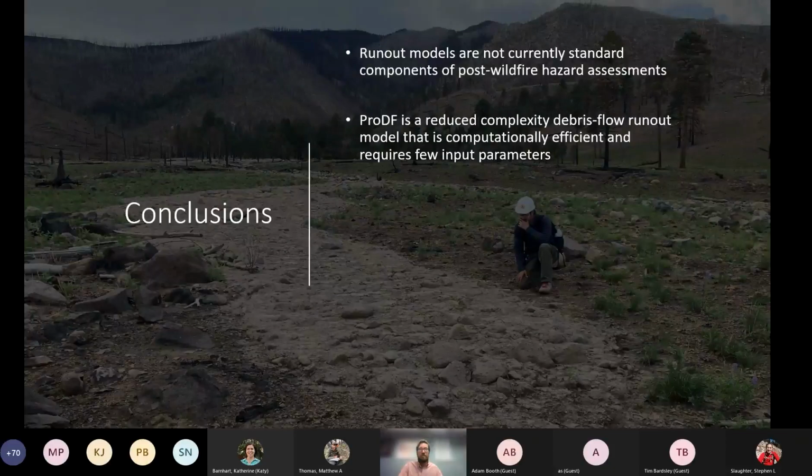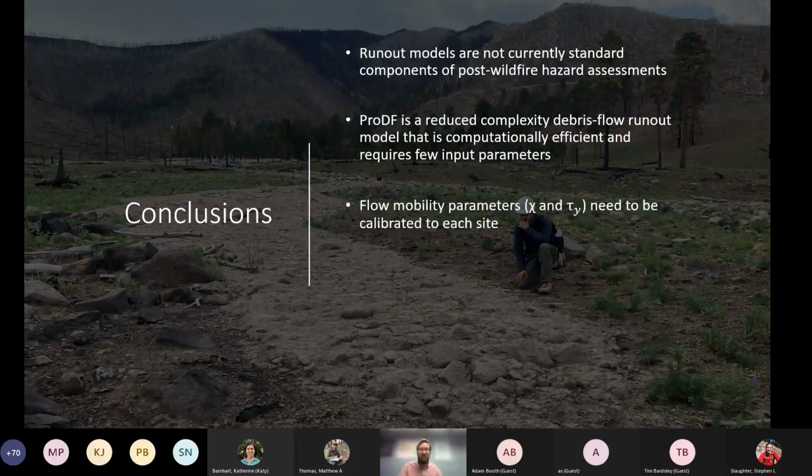due to a lack of time and having too many parameters. But ProDF is a reduced complexity debris flow model that we found to be computationally efficient and requires only a handful of input parameters. At the moment, those flow mobility parameters need to be calibrated to each site, but we're working on determining a range of values that can be used in different regions.